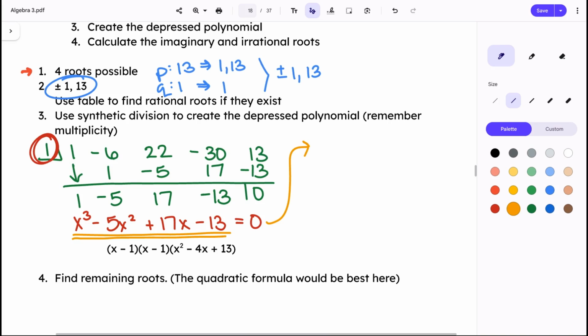Does 1, -1, 13, or -13 work? 1 does. So 1 is showing up again as a root. Okay, we'll have to keep that in mind. It's showing up twice, so this is going to have multiplicity.